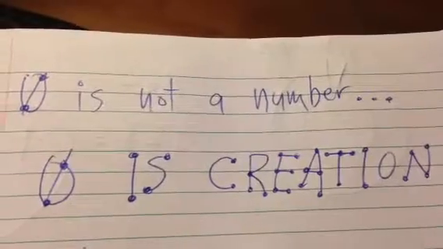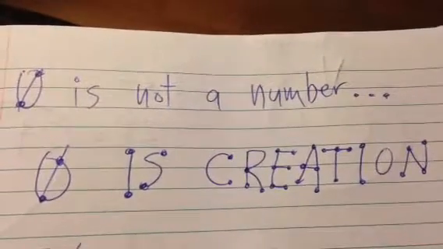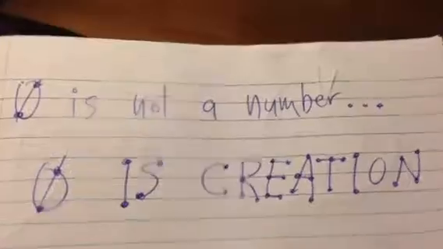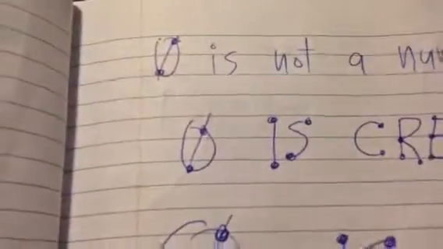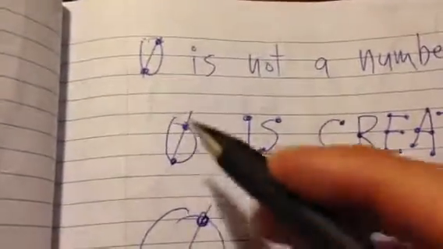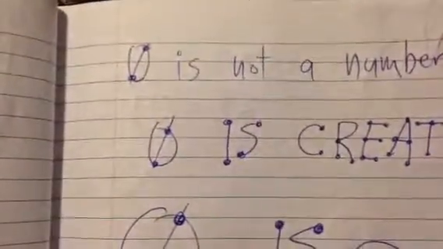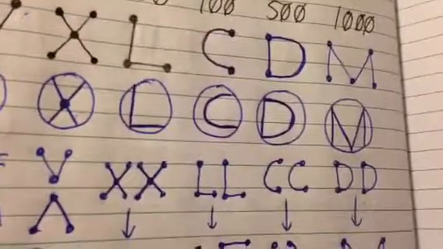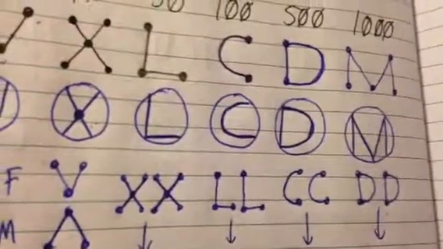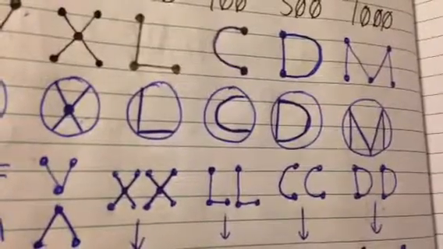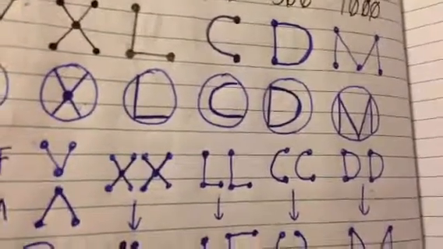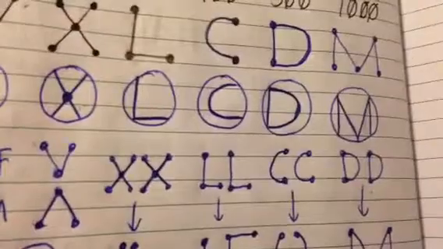So, 0 is not a number. 0 is creation, okay? Because remember what I said about 0 here? How when you draw your dimension of unity in a circle, you don't have to draw the dots at the ends. When you remove the circle, you have to imply all of the corners, all of the right angles, and you need to put dots on them.